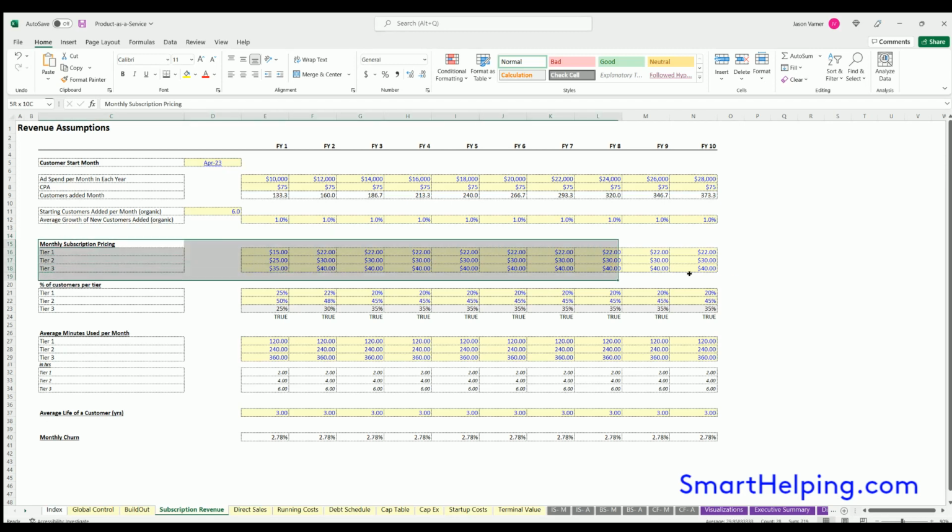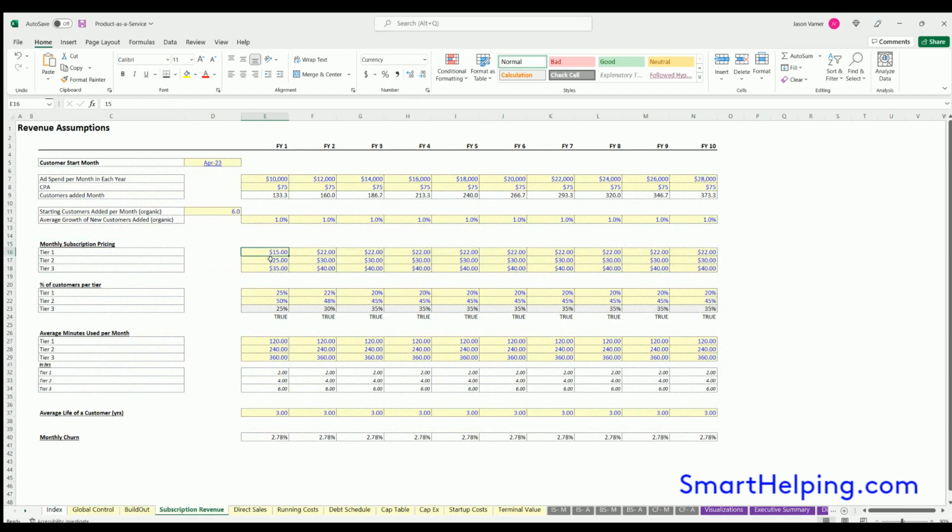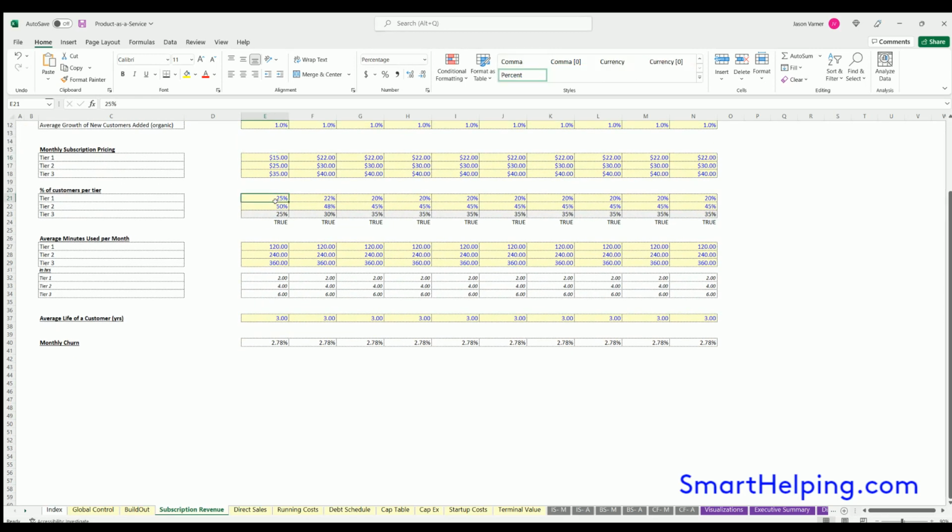Based on that, you have up to 3 pricing tiers that customers can pay to use the products that you put in the build out here. Here I just put 15, 25, 35, increase the price a little bit in year 2, and stabilized. This will be based on your own pricing strategies, but you can see what the economics look like when customers are paying a certain amount, and then you have to build out the products. You can define the percentage of customers that fall into each tier, and also the average minutes used per month per customer of the products that you're offering.